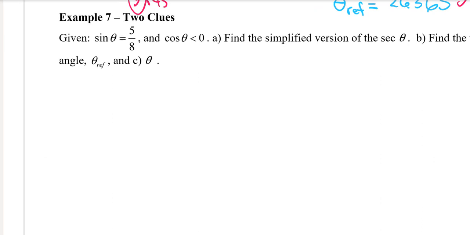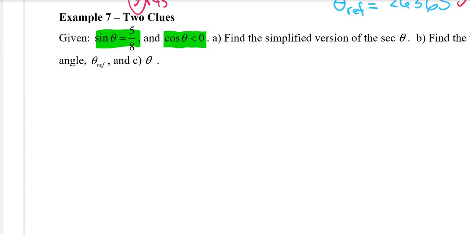Now, the very first thing that we're going to be given is this sine ratio. So here is clue number 1. I'm just going to highlight it right here in green. Now, sine being 5/8 is going to be one of our clues. The other clue is going to be this guy over here, where we're told cosine of theta is less than 0. So those are going to be my 2 clues.